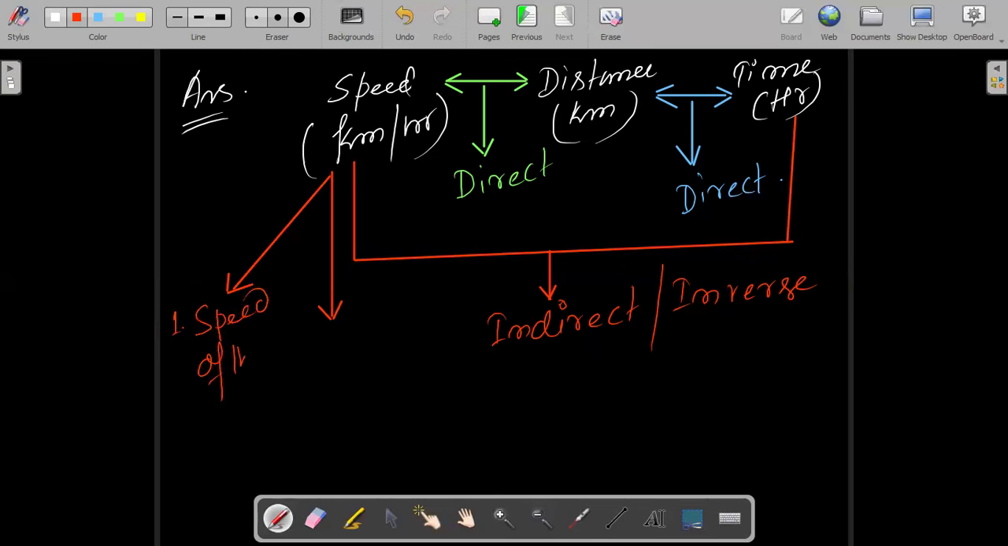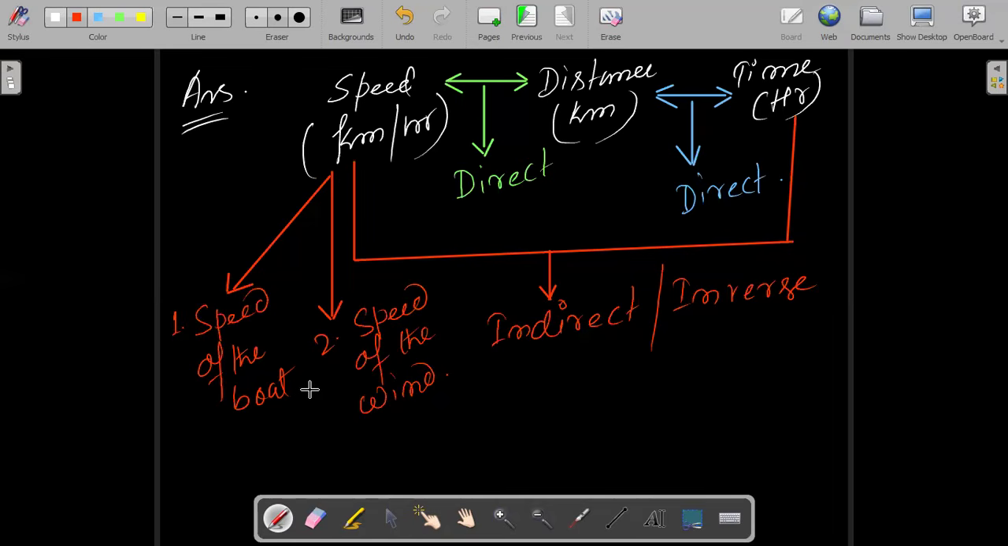Speed of the boat, and in second case, speed of the wind. So we have to club it. We have to add these two speeds. Why we need to add it? Because the boat is sailing in the direction of the wind. It's not sailing in the opposite direction of the wind.